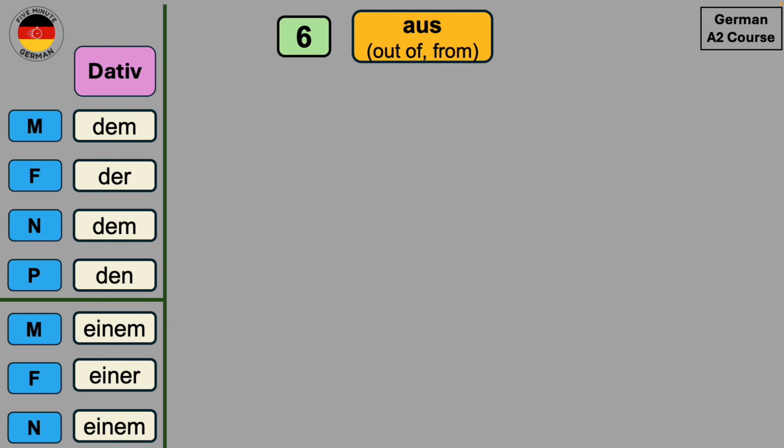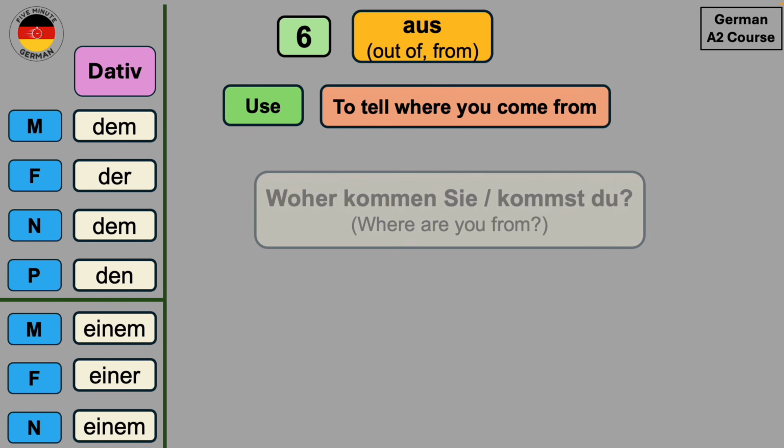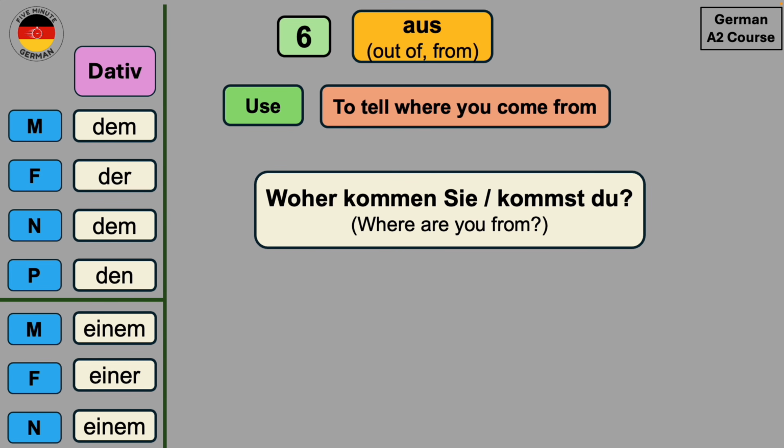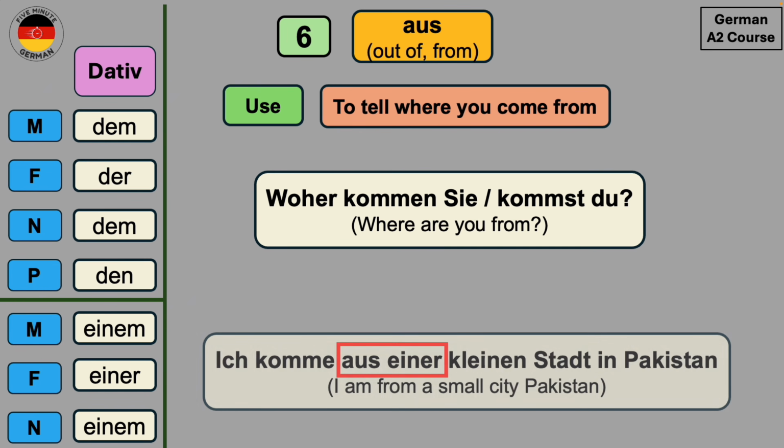Now the most common use case for this is to tell where you come from, which is used when you give your introduction. So for example, if somebody asks you, woher kommen Sie or woher kommst du, where are you from? Then in my case I will say, ich komme aus Pakistan. I am from Pakistan. However, if I want to give a more detailed answer, then I can say, ich komme aus einer kleinen Stadt in Pakistan. I am from a small city in Pakistan.